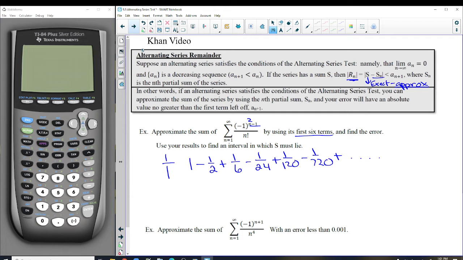What are we doing? Use your results to find an interval in which s must lie. So we're approximating and find the error. So let's get what this is equal to. 1 minus 1/2 plus 1/6 minus 1 over 24 plus 1 over 120 minus 1 over 720. And that's what we get. So the estimate to this series is 0.6319 and then a bunch of 4s.